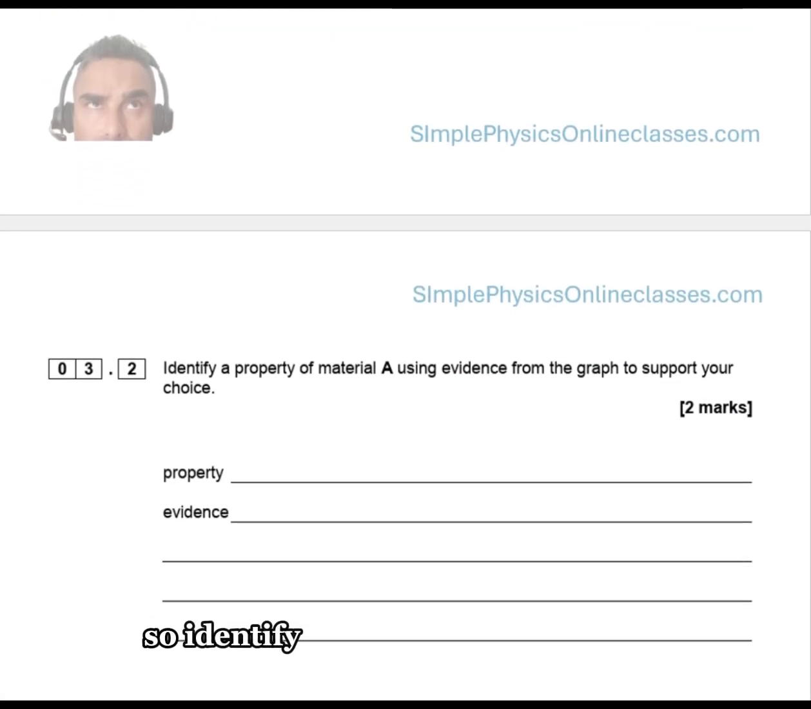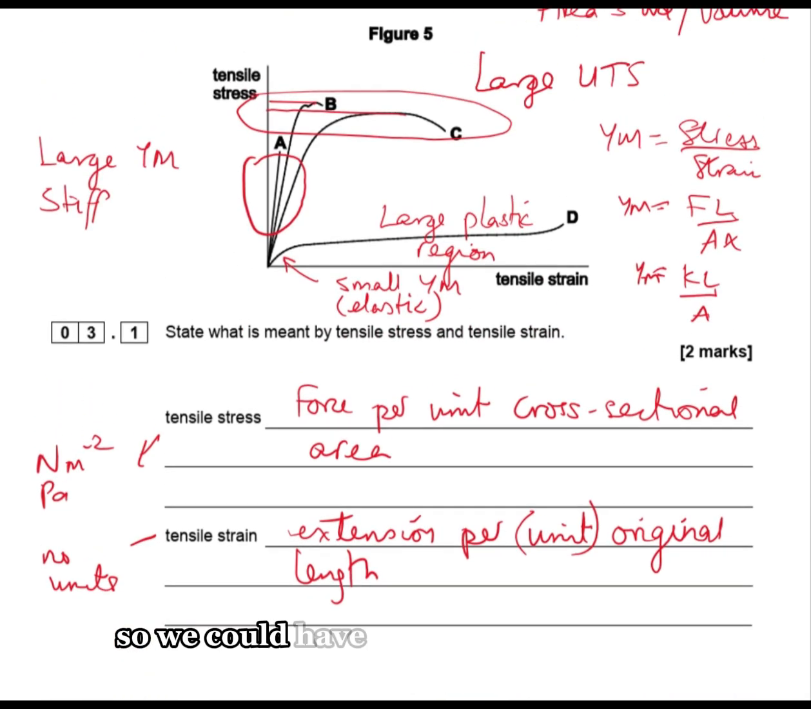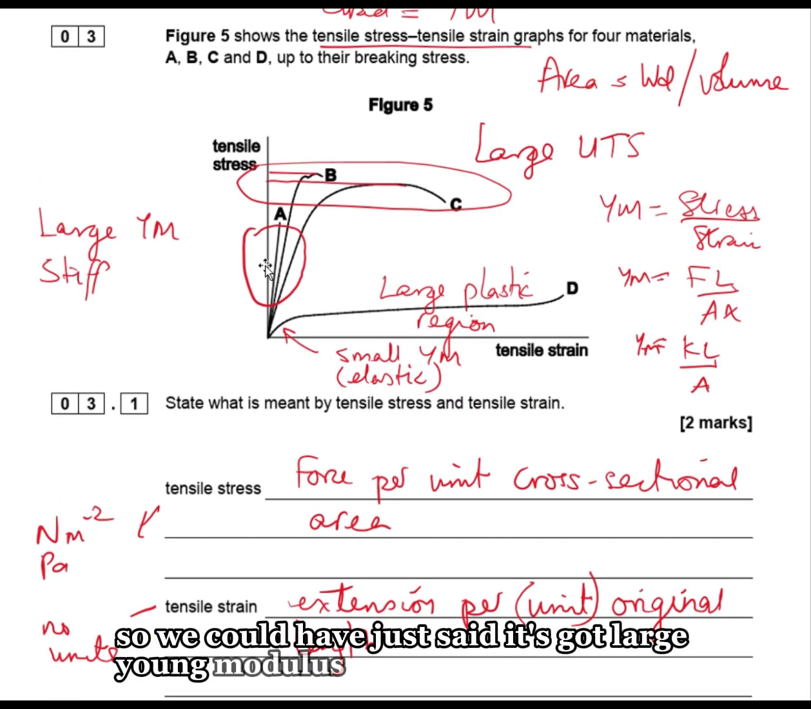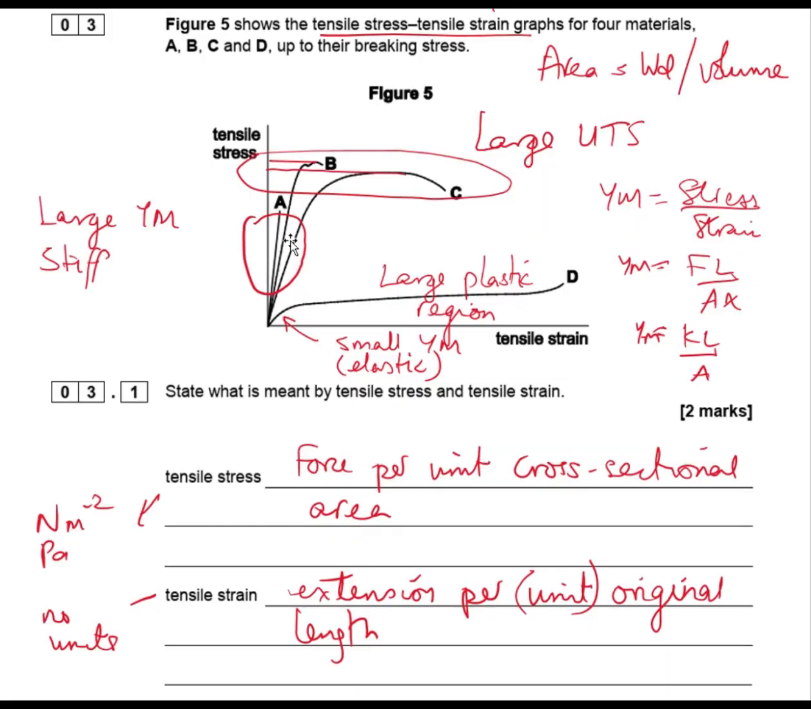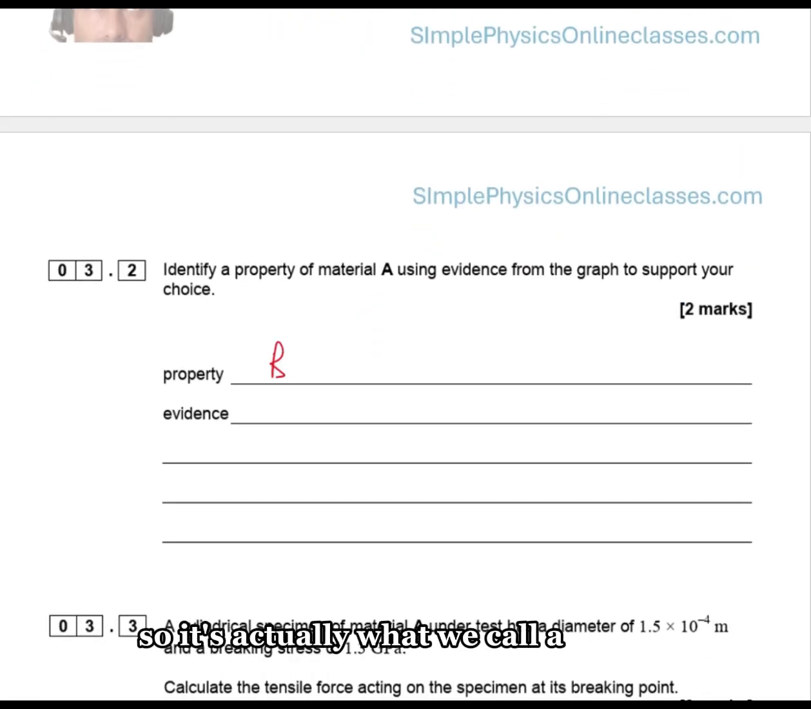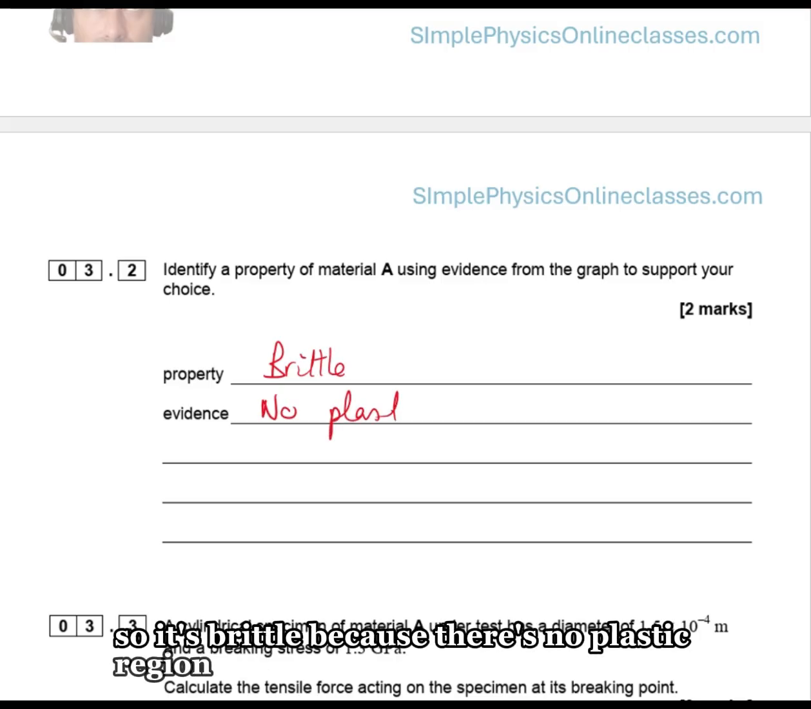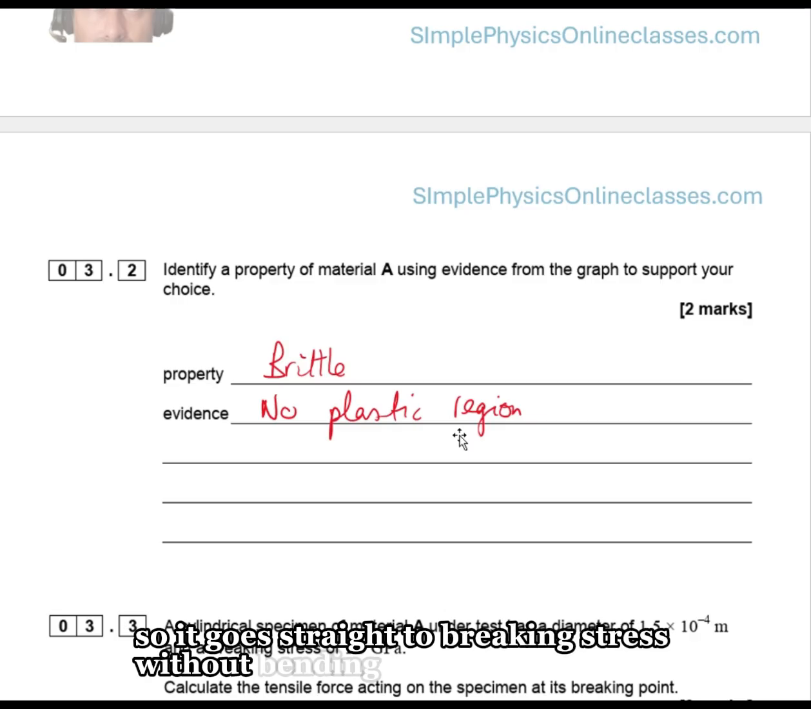Identify a property of material A using the evidence. We could have just said it's got a large Young Modulus, or it's very stiff because it's got a large gradient. But let's look at what else it's got. It's also got no plastic region, so it's what we call a brittle material. It goes straight to breaking stress without bending of any sort.